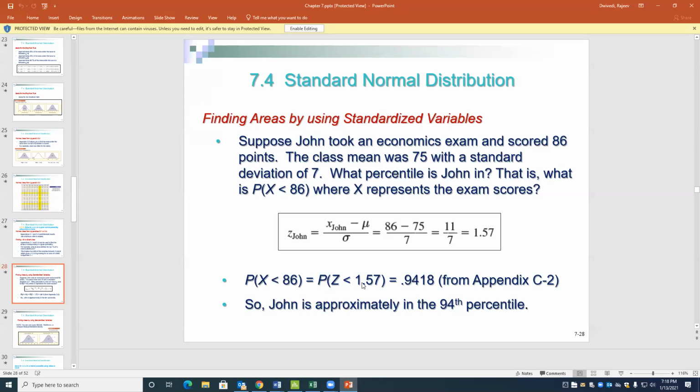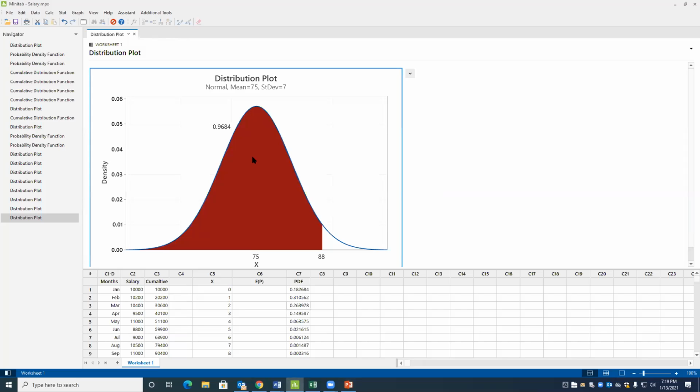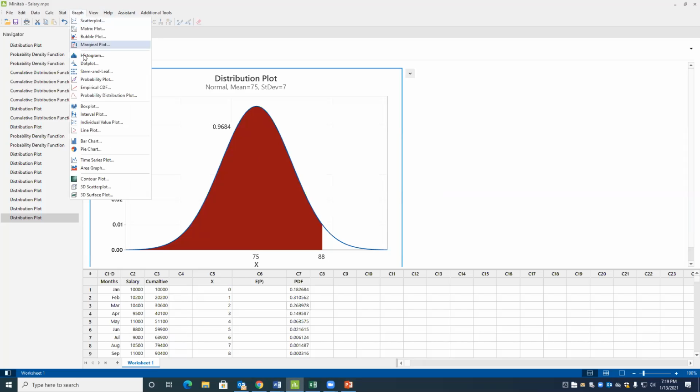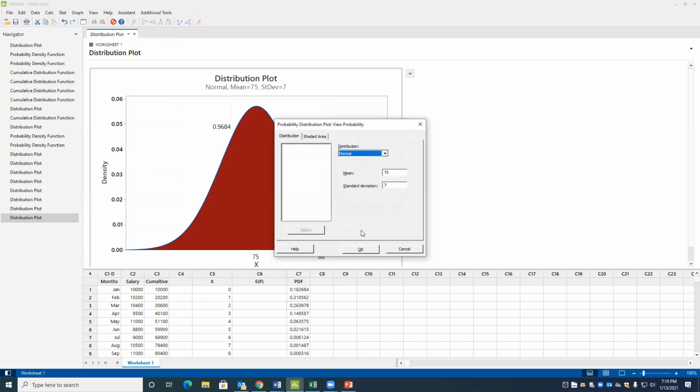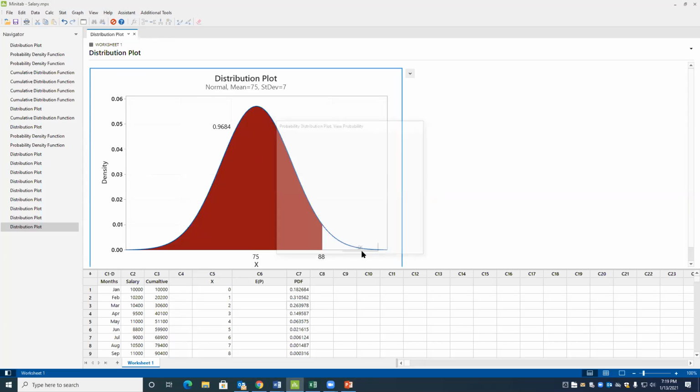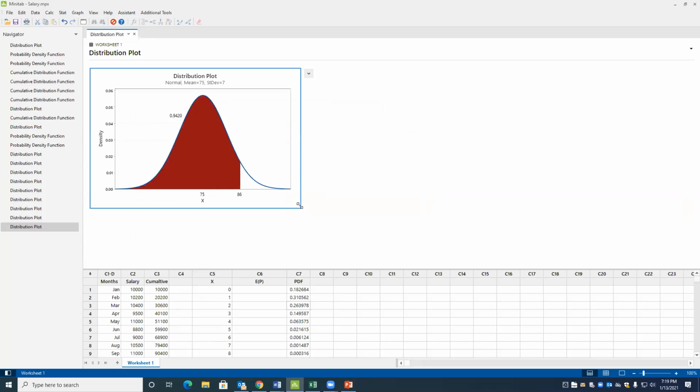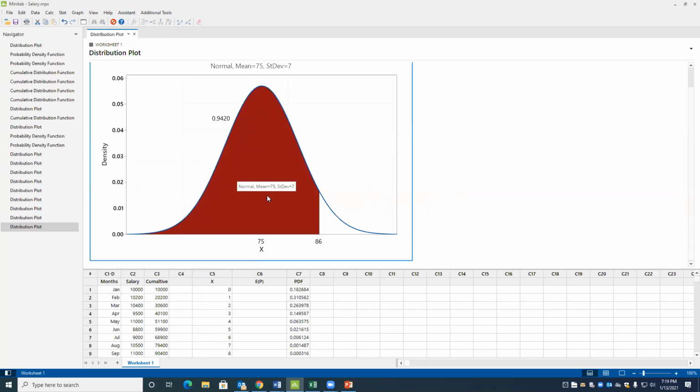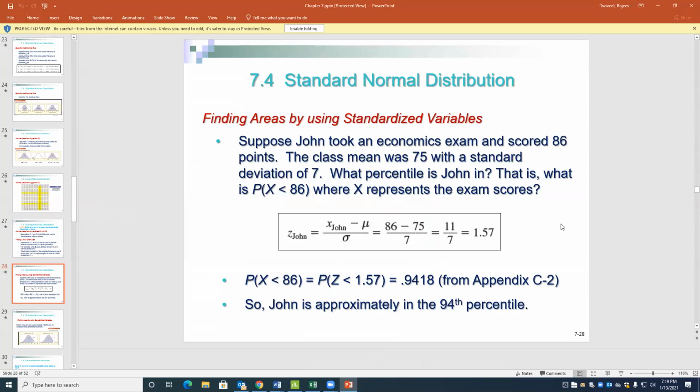Oh, I did something wrong. The score is 86, I think I did 88. So I have to do it again. Let me put this 86, which is 94 point something. So John's score is in the 94.2 percentile. So mostly when you do the GMAT or different competitive exams, you get this. So here John is in the 94 percentile.